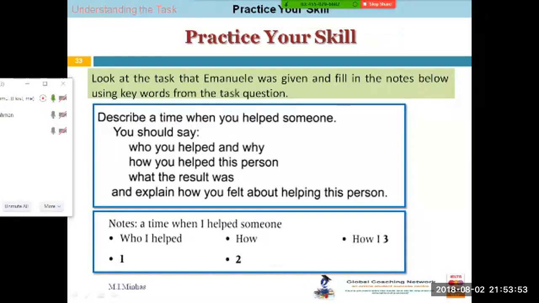So we were talking about section 2. In section 2, you are given a topic about something specific. And in that topic, you are also told what points you have to cover. Like in this particular case that is in front of you, there's a topic in which they have asked you to talk about a specific time or specific incident when you helped someone. And what points you have to cover: who you helped and why, how you helped this person, what was the result, and explain how you felt about helping this person.